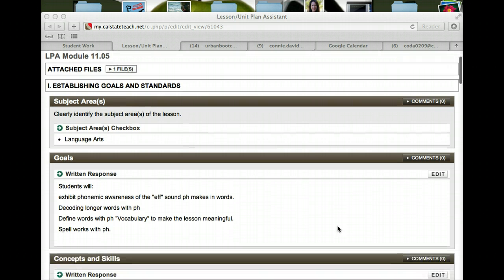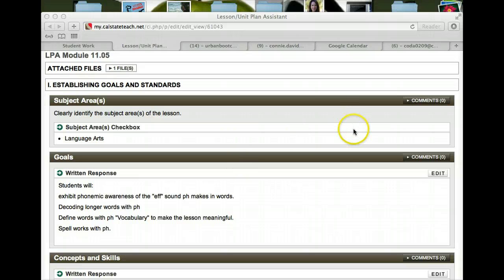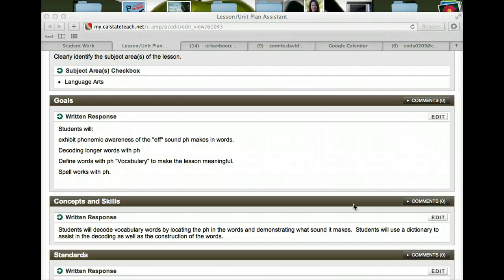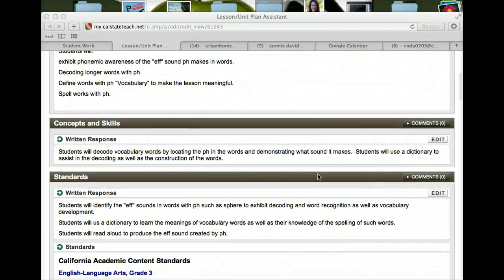So we have here your lesson plan. It does tell me it's in language arts. It tells me what the goals are, so that's fine. I can tell that you're going to be doing phonemic awareness with particular sounds and that the students will be defining those words using dictionaries. I understand that they will decode vocabulary words by locating the PH sound in the word and demonstrating what sound it makes.